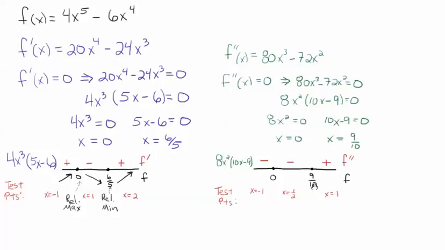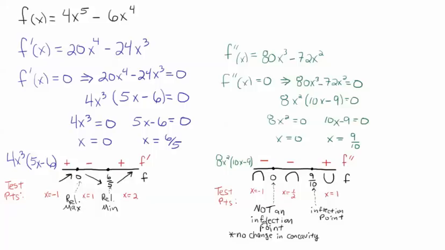Then we have 9/10, which is less than 1, so we try 1 to the right of that, and if you plug in 1, you get 10 minus 9, which is positive. Positive times positive is positive. So f double prime is negative, negative, positive. That means that f is concave down, concave down, concave up. So the change of concavity comes in at 9/10. So this here is an inflection point, but x equals 0 is not an inflection point. There's no change in concavity.